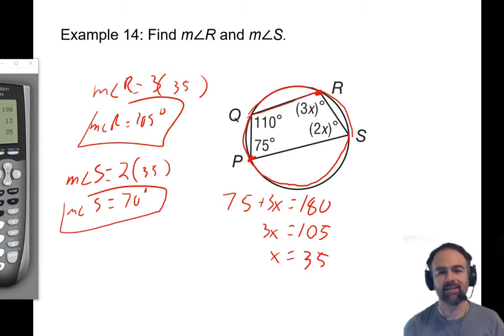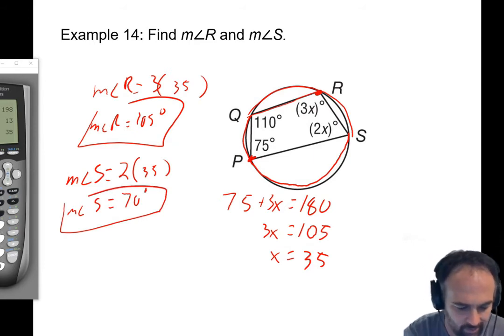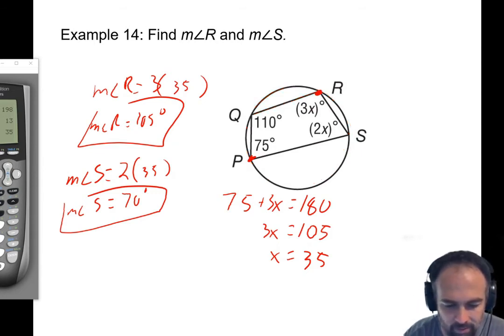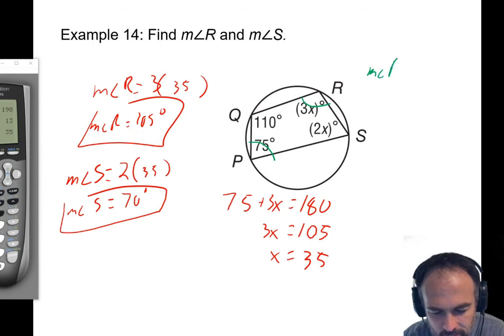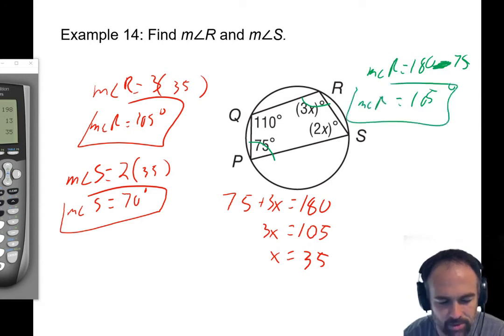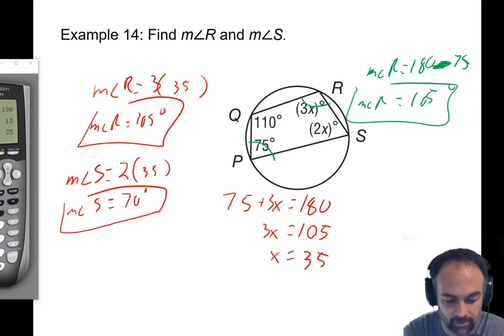I just realized I did that the hard way. Let me show you the easy way here. Since these two are supplementary, those two are supplementary, all I know is that the measure of angle R is equal to 180 minus 75, which is just 105 degrees. Same logic applies for the other one. Sorry about that, I did it the long way.